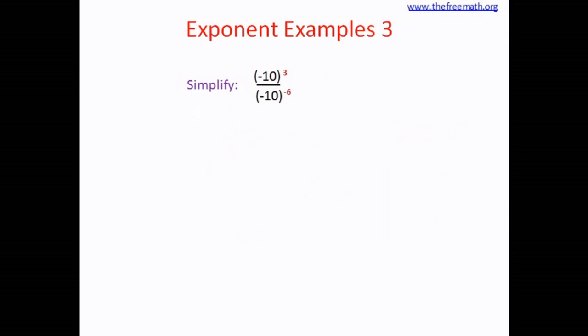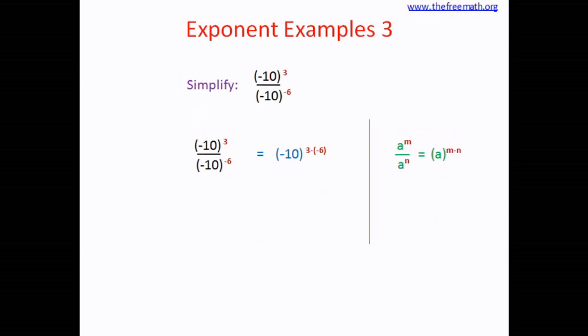The next problem is this: simplify negative 10 to the power of 3 over negative 10 to the power of negative 6. Now again, you can see that the bases are the same and you are dividing these two numbers. So in that case, what we do is we subtract the exponents. This is the rule which we are going to use. So let's subtract the exponent.